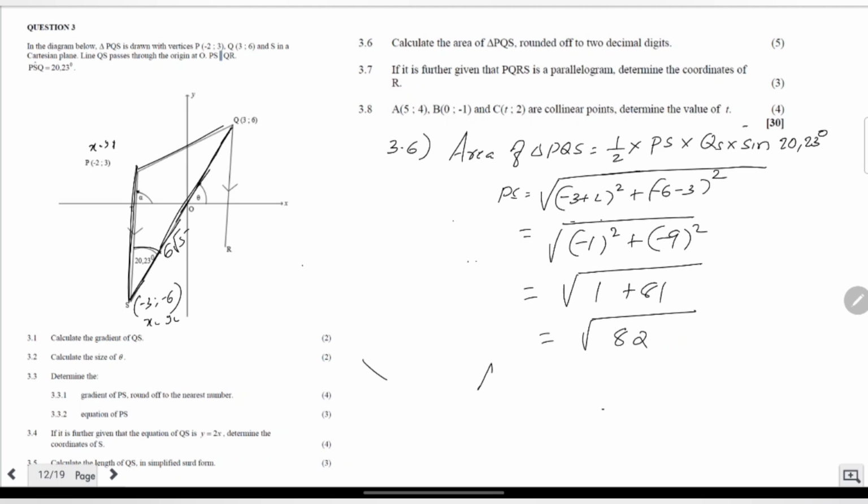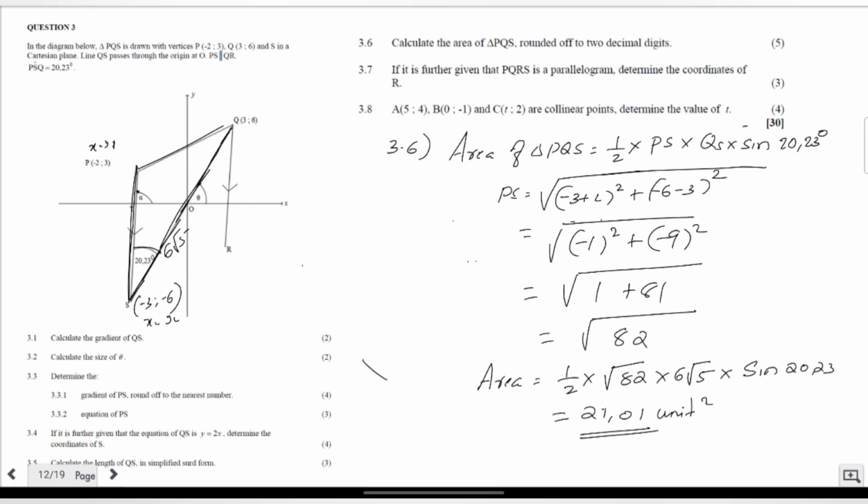Now we can go back to the formula. Area is equal to half times PS, which is square root of 82, times QS, which we found already. What is QS? 6 root 5. You can go back and check. 6 root 5 times sine 20.23. When you do this in the calculator, you will get 21.01 as the answer, units squared, because you are calculating the area of the triangle. So this is the answer.